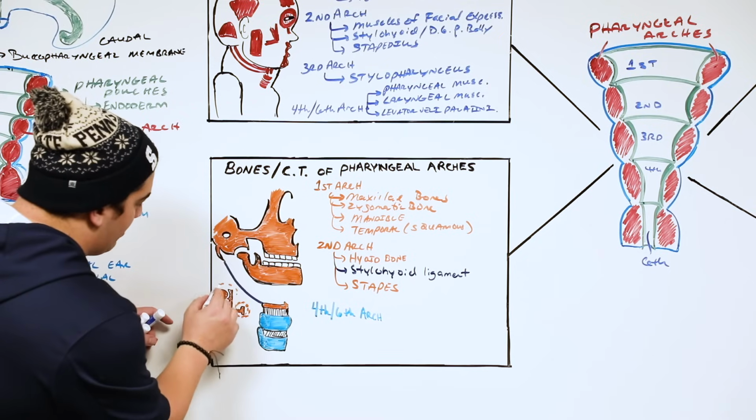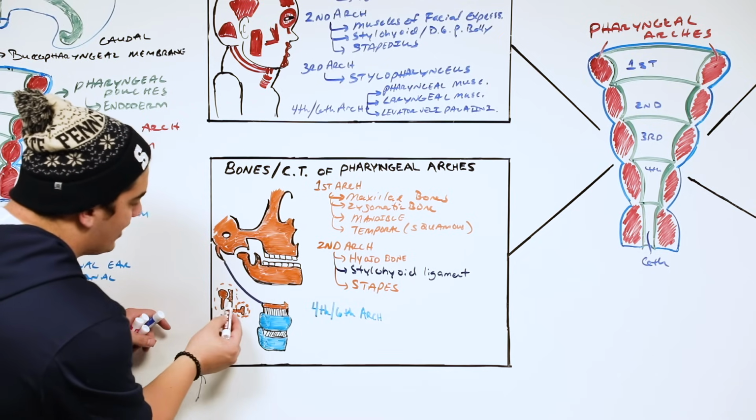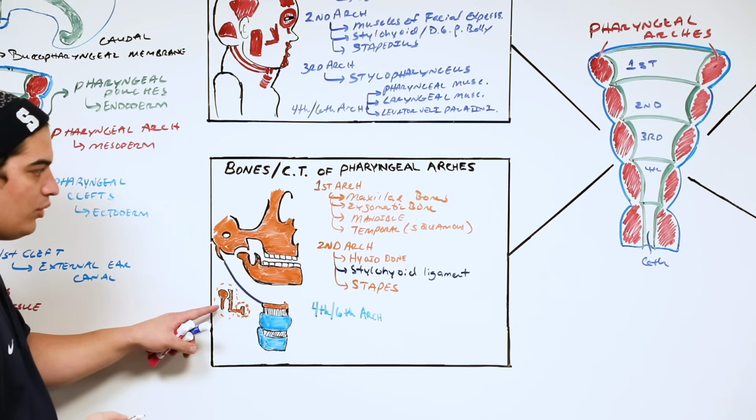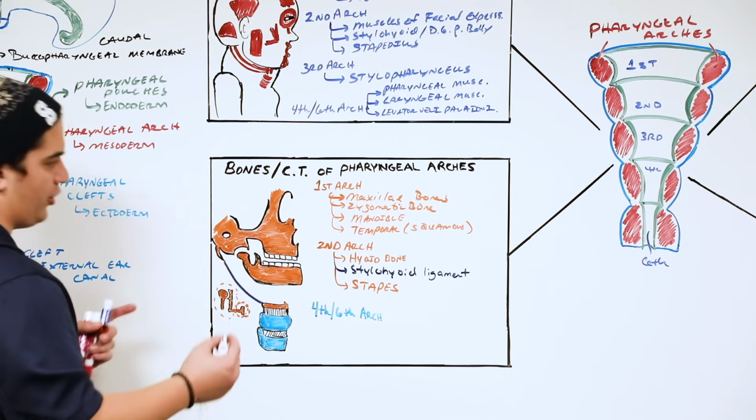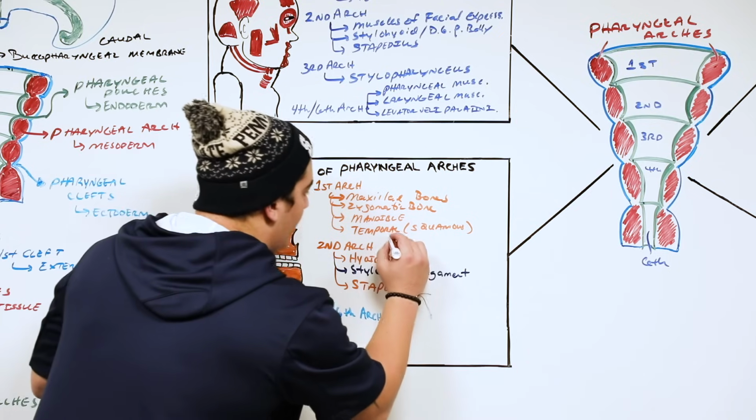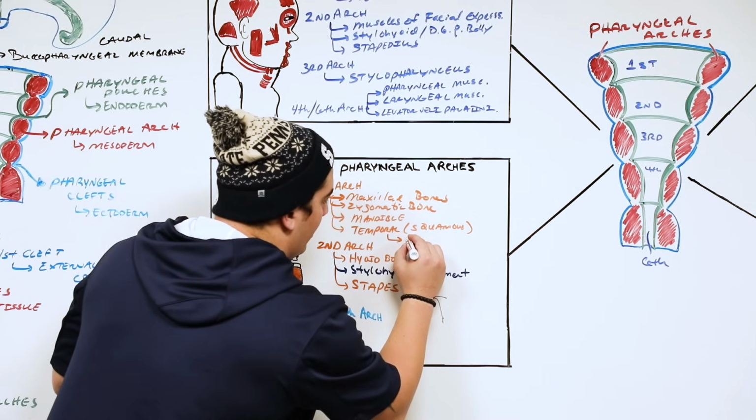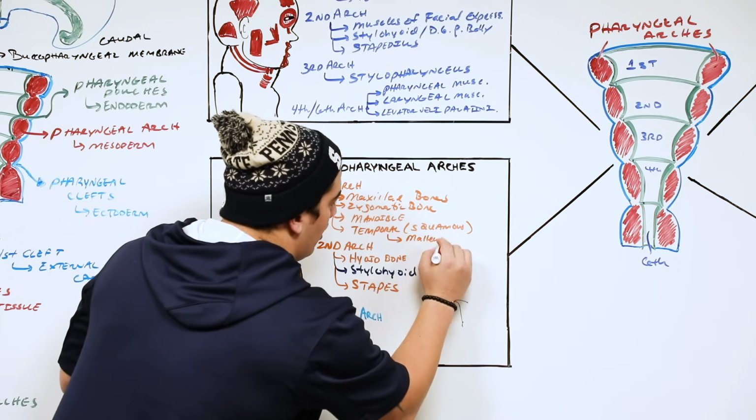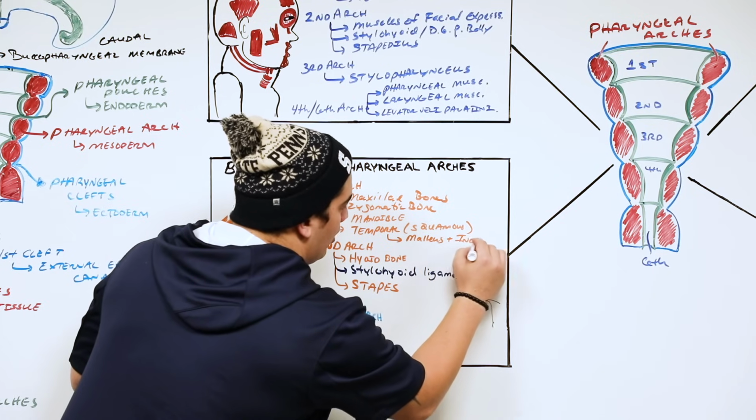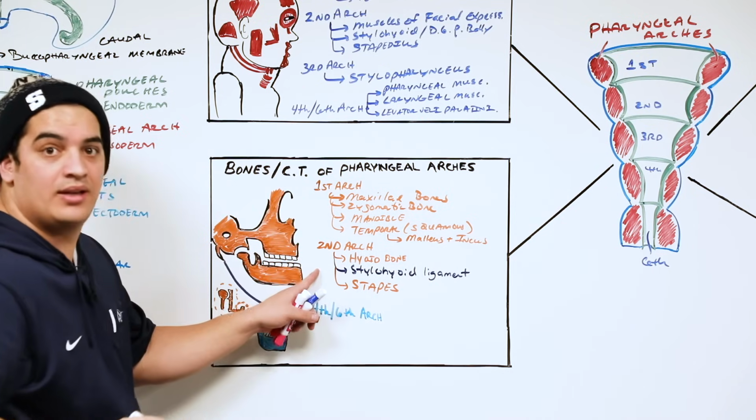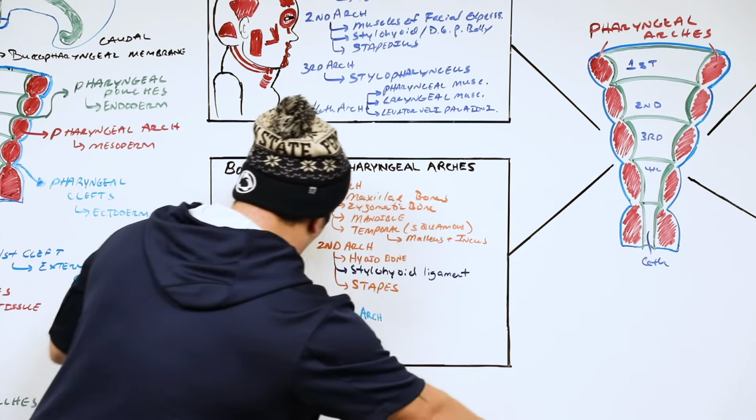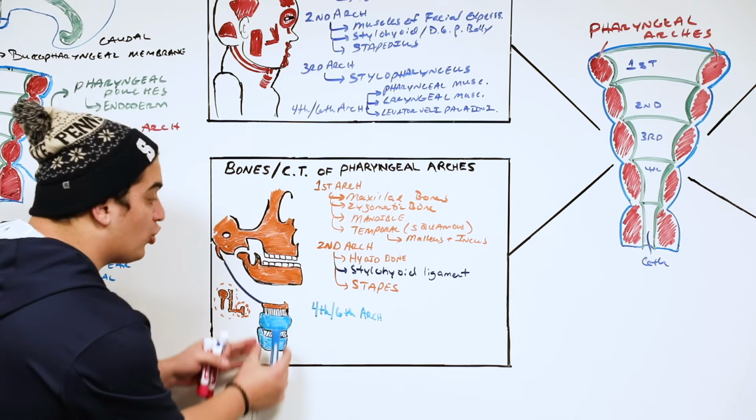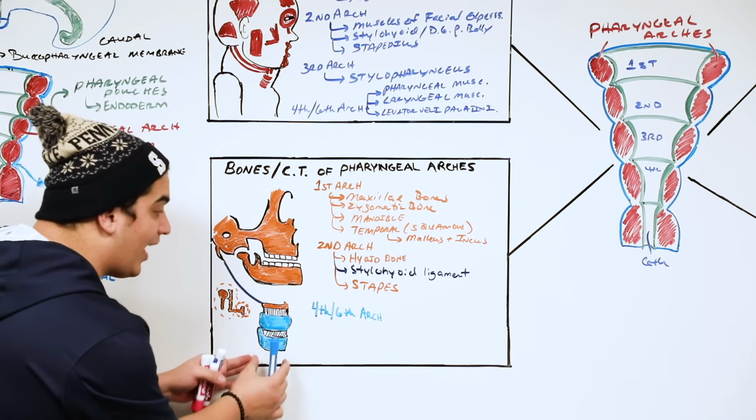Whereas, if we're really being specific, the malleus and incus, which are the other two little bones in the ear, those are technically coming from the first pharyngeal arch. So if you really wanted to add on here, we can also say the malleus and incus, whereas stapes is particularly from the second arch. The last one here is going to be the actual cartilage from the larynx.